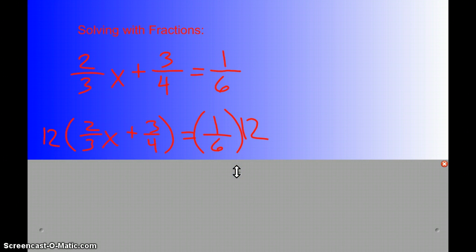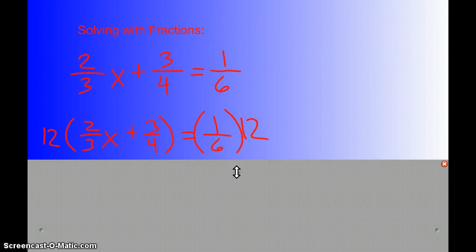The shortcut, the way I would like you to solve this that I'm going to show you now, involves multiplying both sides of the equation by a common denominator. And again, as we talked about previously, as long as we do the same thing to both sides, we can do about anything we want in an algebra problem. So if you look here, we've multiplied both sides of the equation by 12.